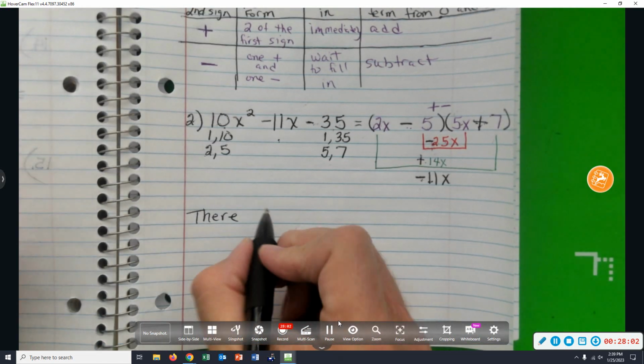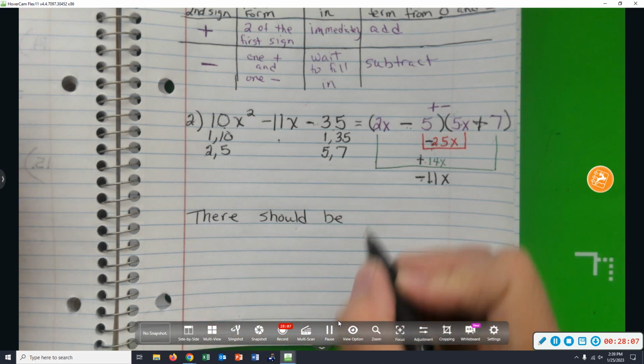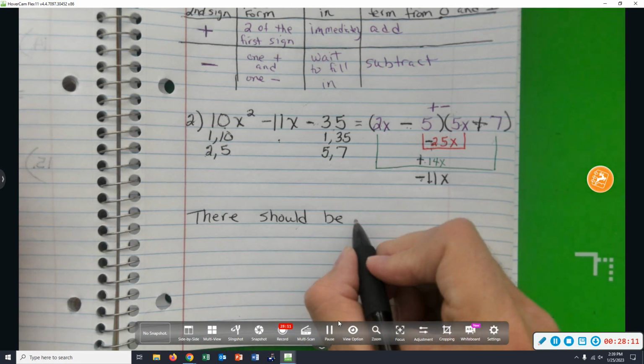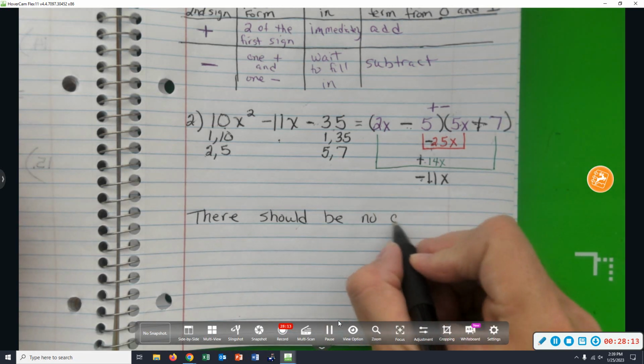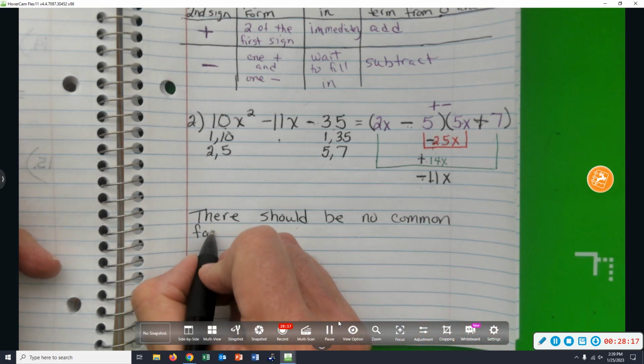So basically, factoring was like taking an answer and putting it back into a problem. Yes, exactly. That's what I'm seeing. There should be no common factors other than 1.